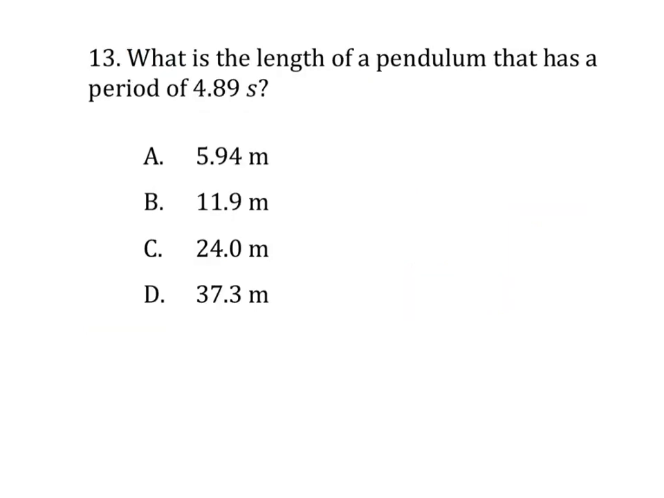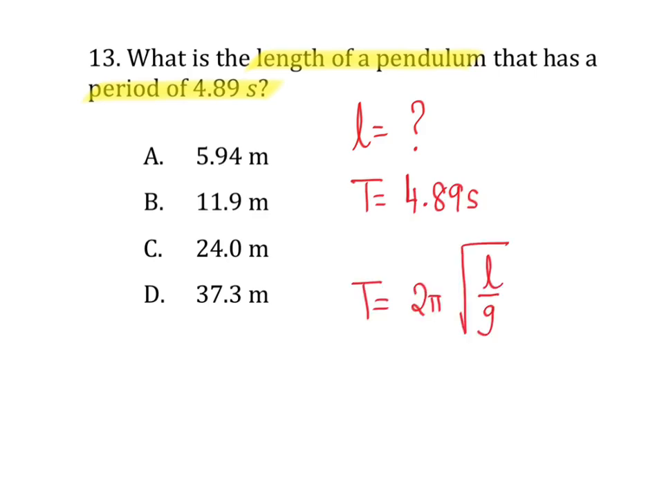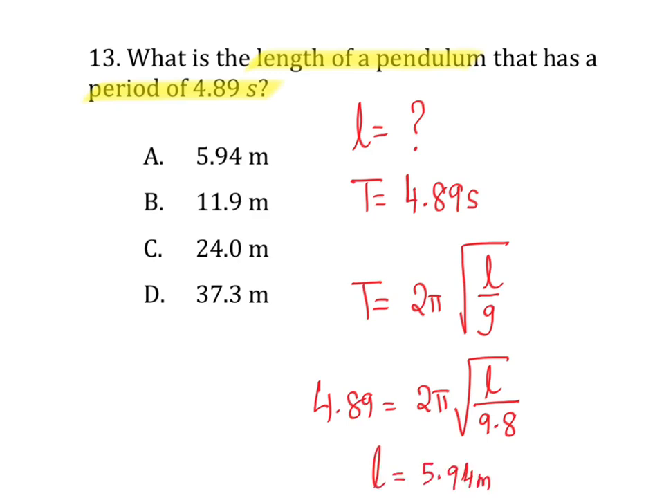Next, here we want to calculate the length of the pendulum. The time period is given to us as 4.89 seconds. We just use the formula and substitute the numbers into the formula. Now you can use the shift solve option on your calculator, equation solving, and put the numbers correctly with the radical and get the answer for length as 5.94 meter.